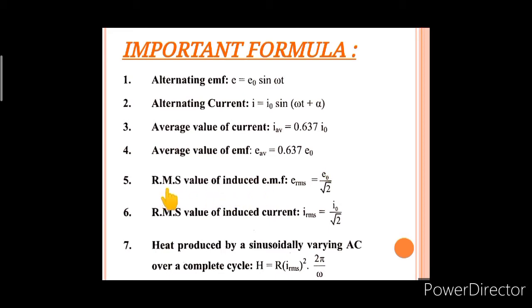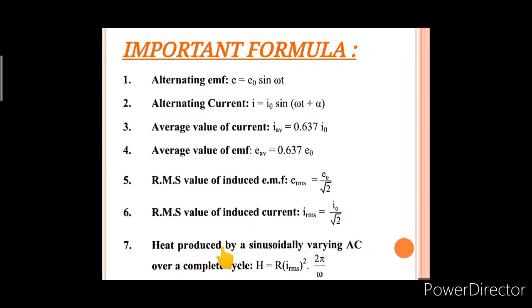Next we have the RMS value of the induced EMF, which is denoted as E_RMS, and is given as E0 upon square root 2. And in the same way, the RMS value of the induced current is given as I_RMS, which is equal to I0 upon square root 2.